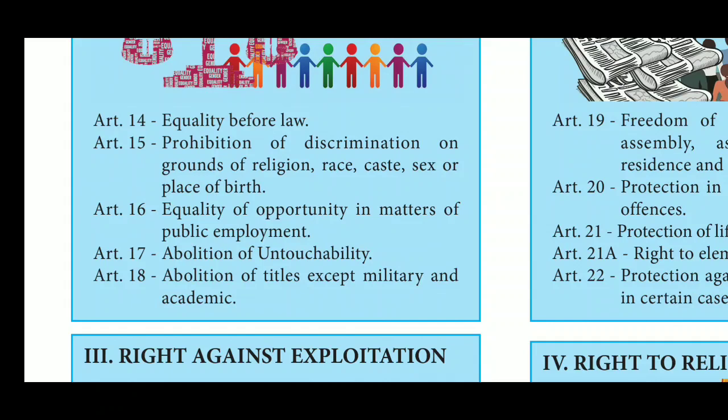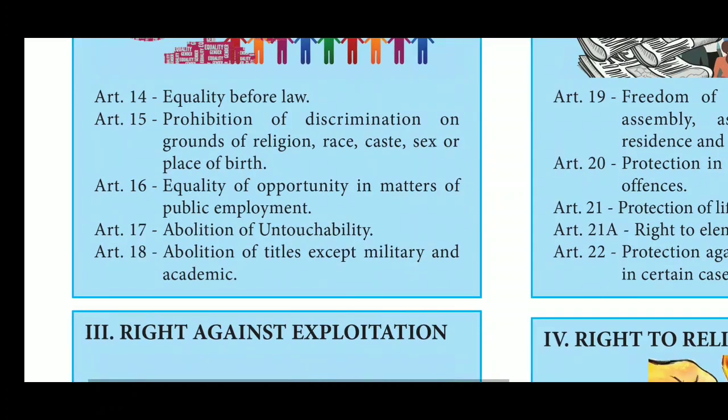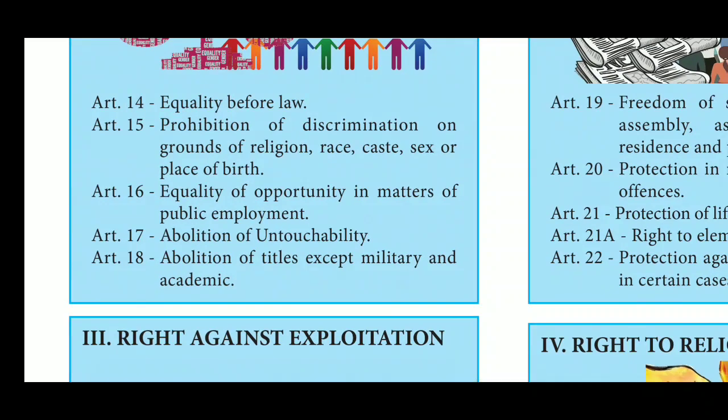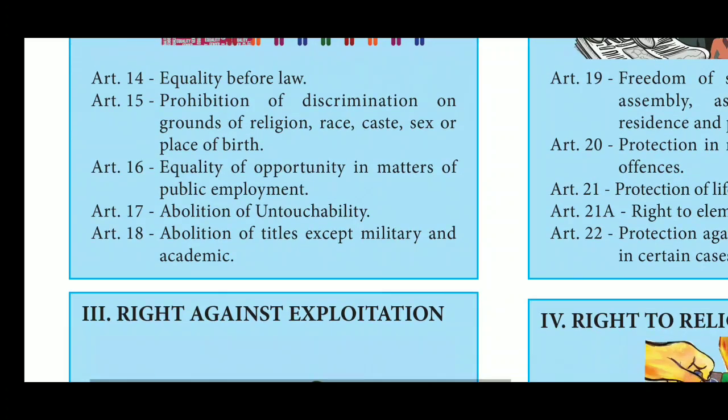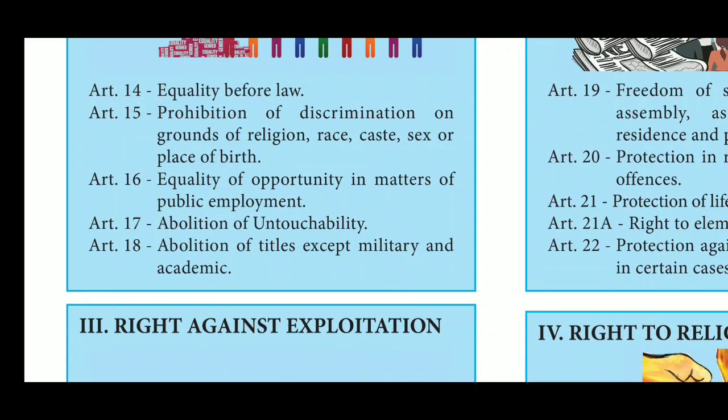Page 172. Article 17. Abolition of untouchability. Explanation. Article 17 abolishes untouchability and forbids its practice in any form. Untouchability refers to a social practice that looks down upon certain oppressed classes solely on account of their birth and discriminates against them on this ground.